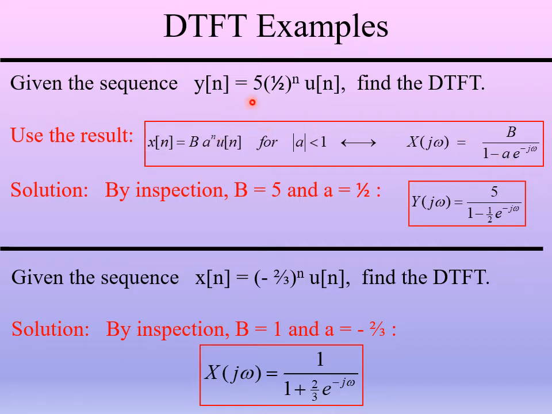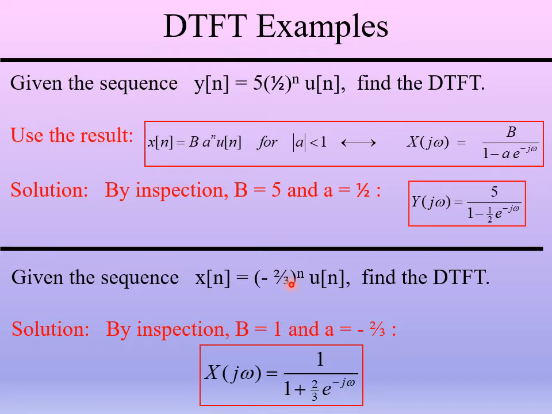So b is the number out in front. Notice I put that in here, and then a. So in our example, b is 5, and a is the base number that's raised to the n power. So a is obviously equal to 1/2. So we can just take this result right here, plug in b is 5 and a is 1/2, and here's our result. The other thing I should mention is notice our Fourier transform, we're going to call it uppercase Y of j omega because our sequence was lowercase y of n.